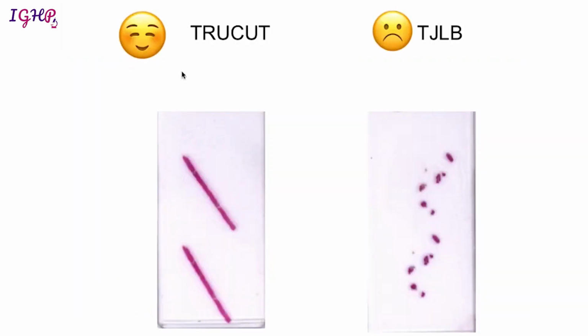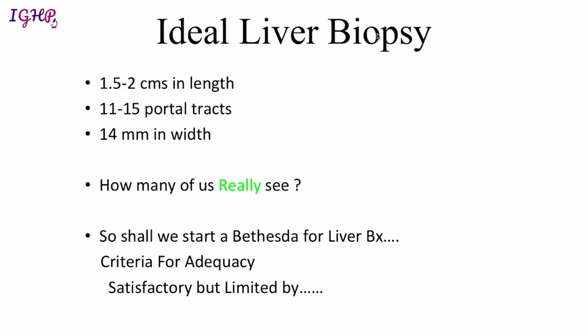So this is how a true cut biopsy, that is percutaneous, or a TJLB will generally look like. A true cut biopsy will have a good core length, whereas a TJLB is generally a fragmented core in small, tiny, thin bits. So this is not a very happy biopsy when you look at the slide this way. Then the next question is about the ideal liver biopsy. So what is an ideal liver biopsy?